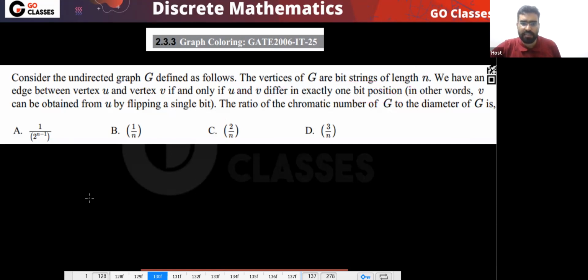So what is your graph G? Can you notice? This is your hypercube graph. Yes, the definition of the hypercube graph is given to you. This is the GATE exam.